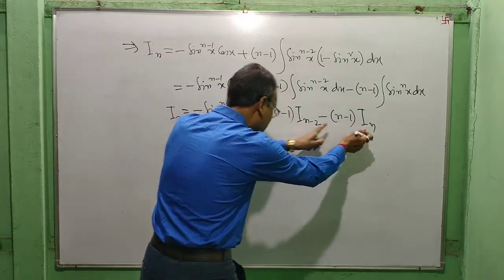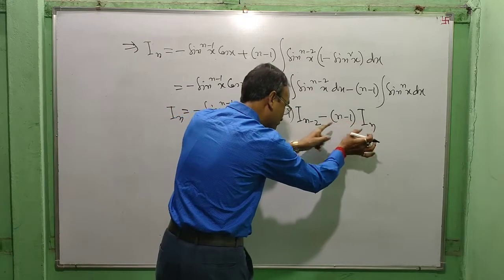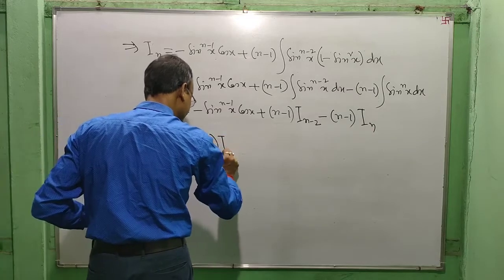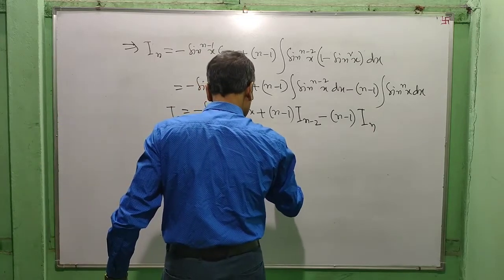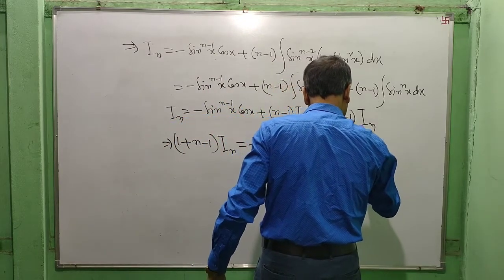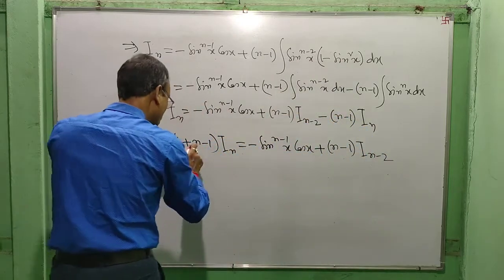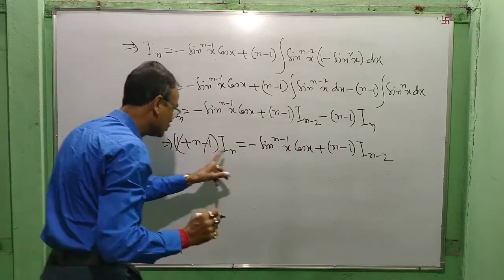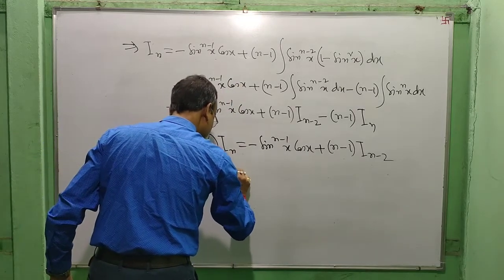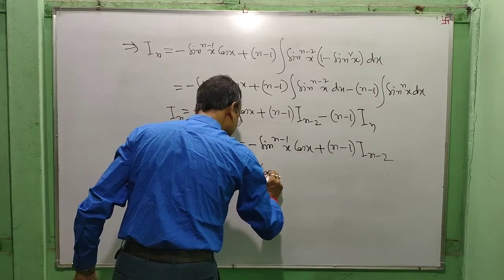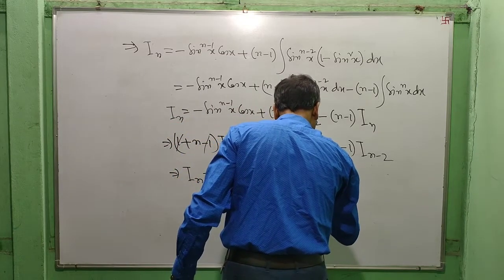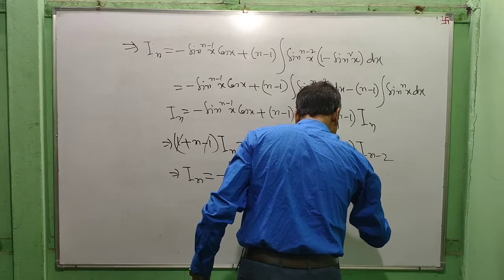Now take minus (n-1) I_n to the left-hand side. You will get (1 plus n minus 1) I_n equal to minus sin^(n-1) x cos x plus (n-1) I_(n-2). The 1 will be cancelled, so n I_n equals this. Therefore, I_n equals minus sin^(n-1) x cos x divided by n plus (n-1)/n I_(n-2).